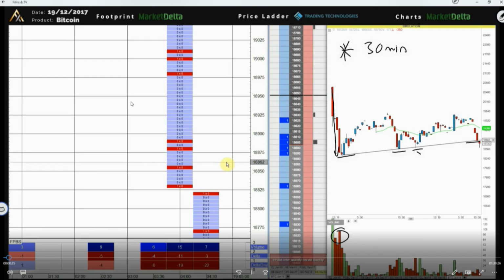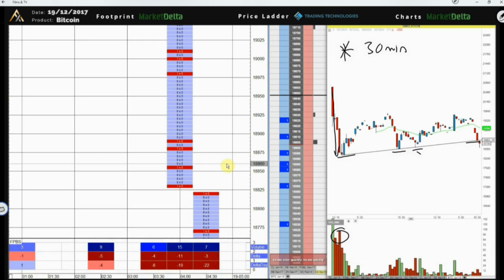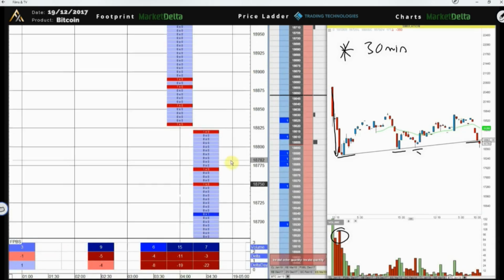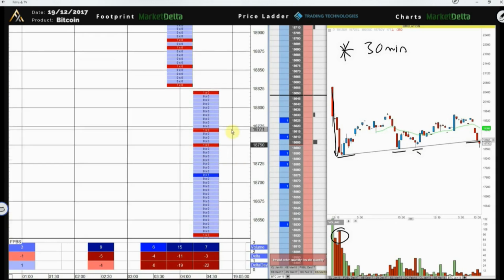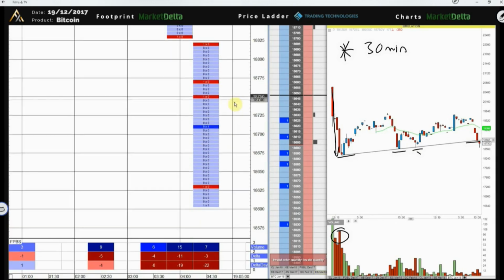What you can see right now is that we have broken down below that level of 1163. I'm going to mark it here so that you can see it on the chart. It's going to come in around this level. So that's the level we were looking at. That is the break of the trend line.